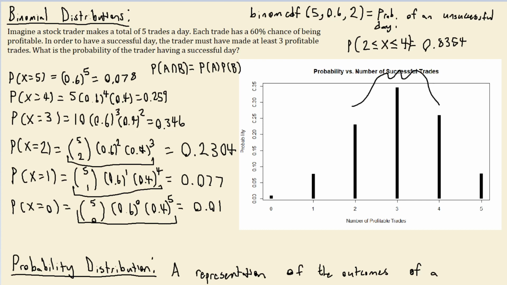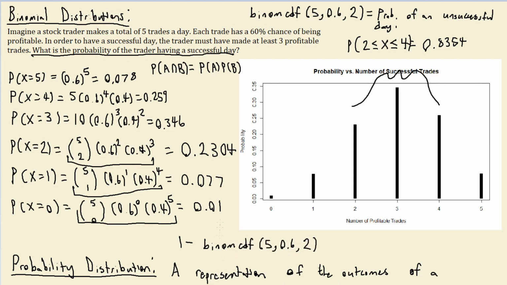It's also worth noting that we could use this cumulative distribution function for the binomial distribution in order to answer our original question much more quickly. What is the probability of the trader having a successful day? The trader is only going to have a successful or unsuccessful day in this situation. And so what we could do is say, well, the probability of a successful day would be 1 minus the probability of an unsuccessful day, which we just saw how to determine.